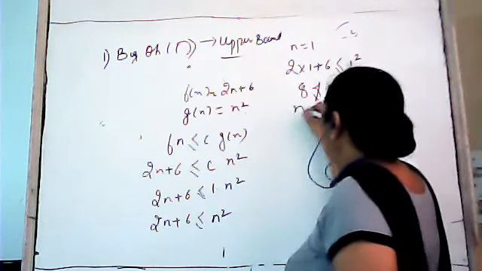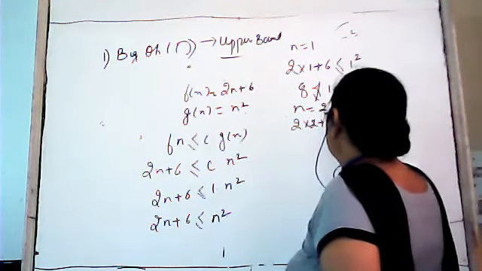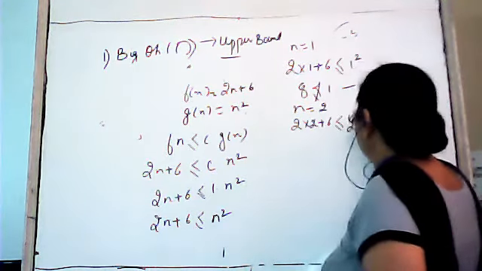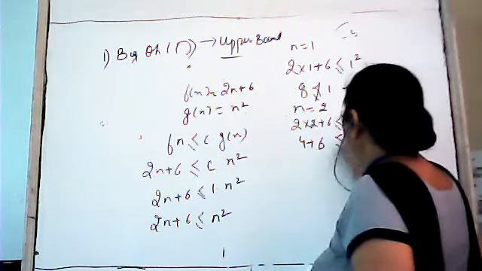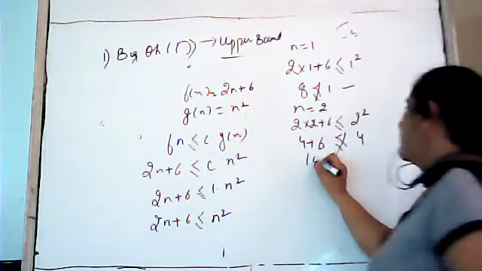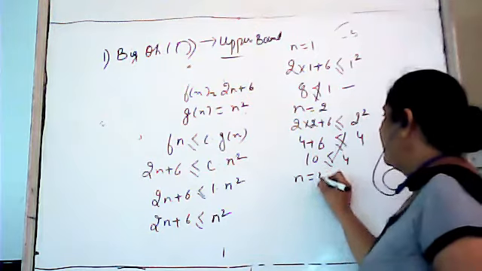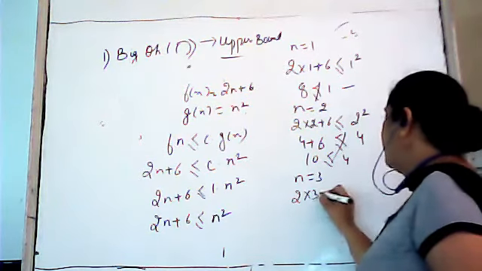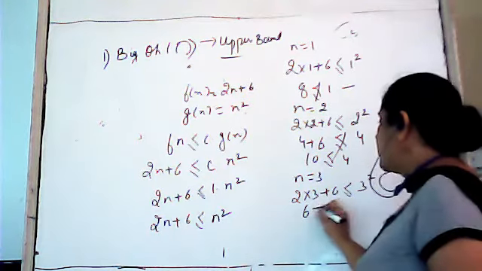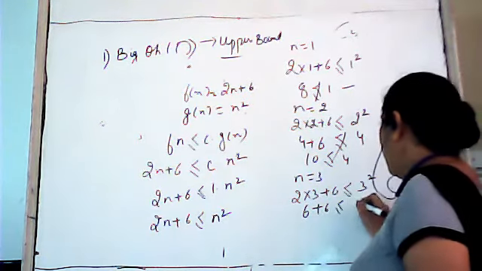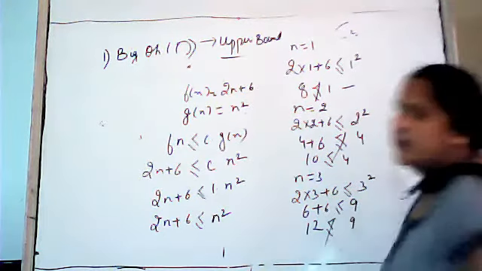Now put n equal to 2. 2 into 2 plus 6 is not less than or equal to 2 square. So 4 plus 6 is 10, and 10 is not less than or equal to 4. So let's substitute n equal to 3. 2 into 3 plus 6 is less than 3 square. 2 into 3 is 6, 6 plus 6 is 12, and here it is 9. 12 is not less than or equal to 9. So it does not hold.